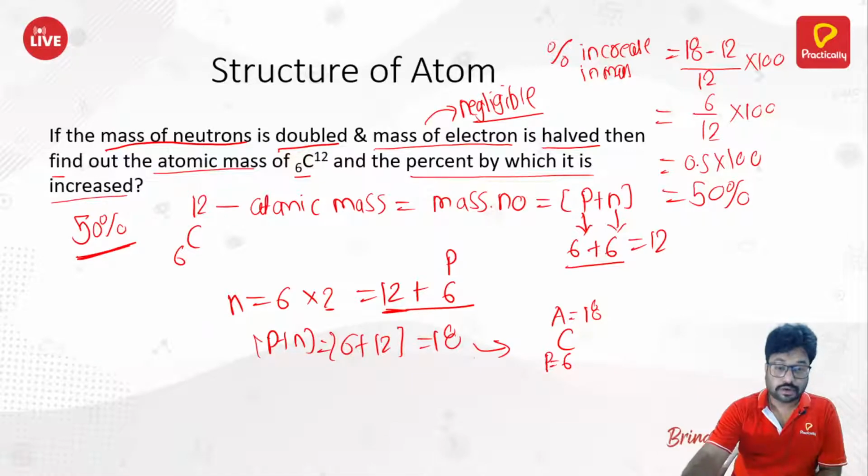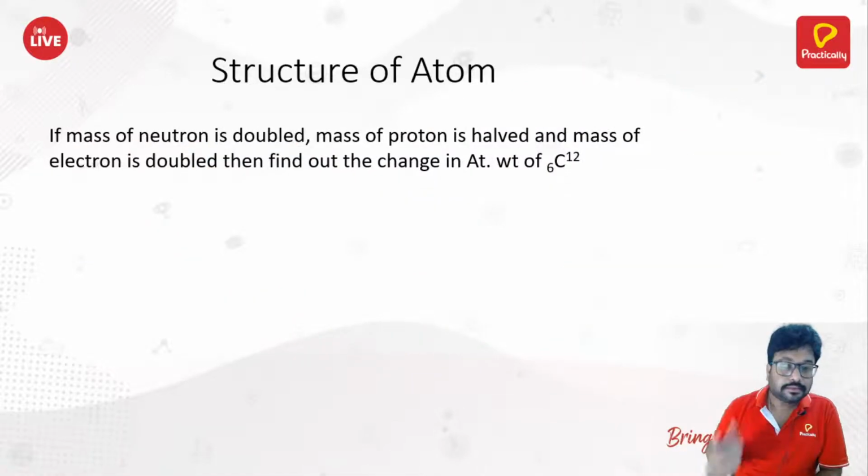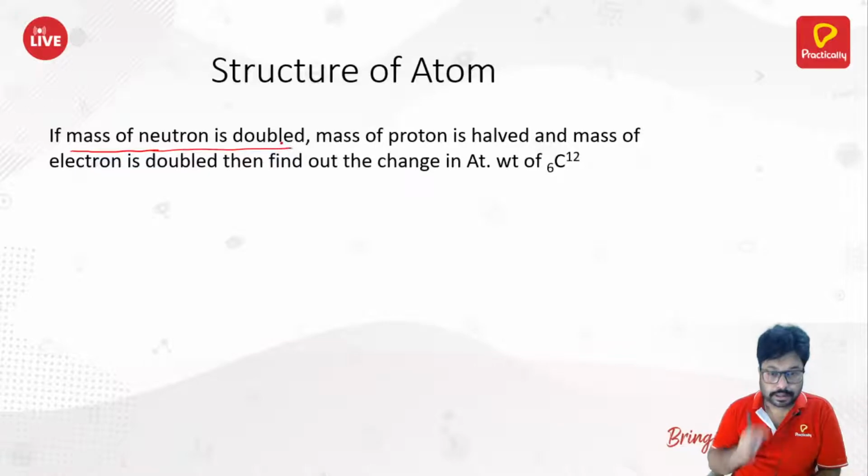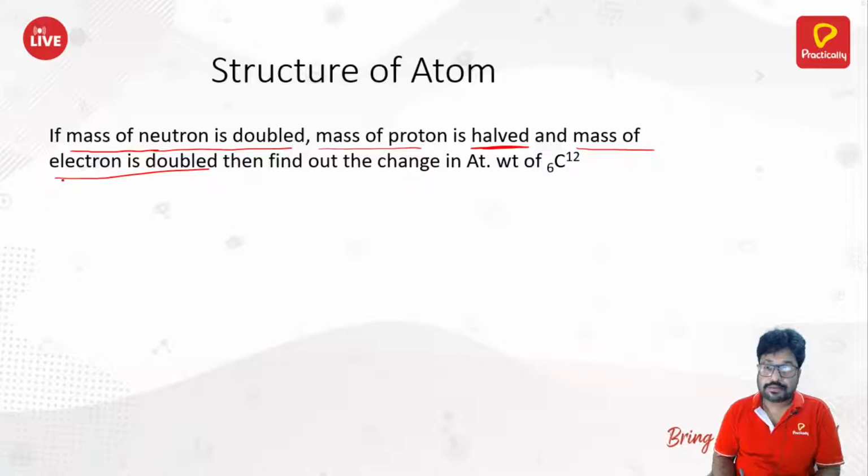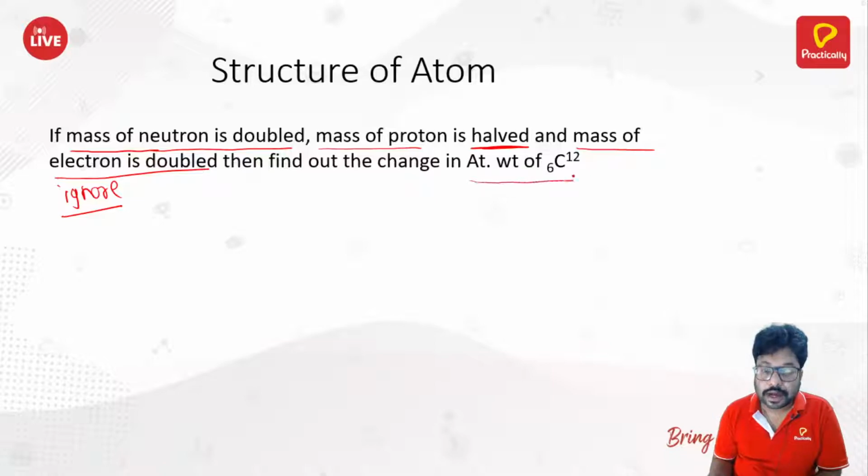Okay, sure. Moving ahead. Next, if the mass of neutron is doubled, that was the next question. If the mass of neutron is doubled, and if the mass of proton is half, and the mass of electron is doubled. Now again, I had told you earlier, mass of electron double, triple, quadruple, half, doesn't matter. So you can simply ignore this. Then find out the change in atomic weight of carbon.